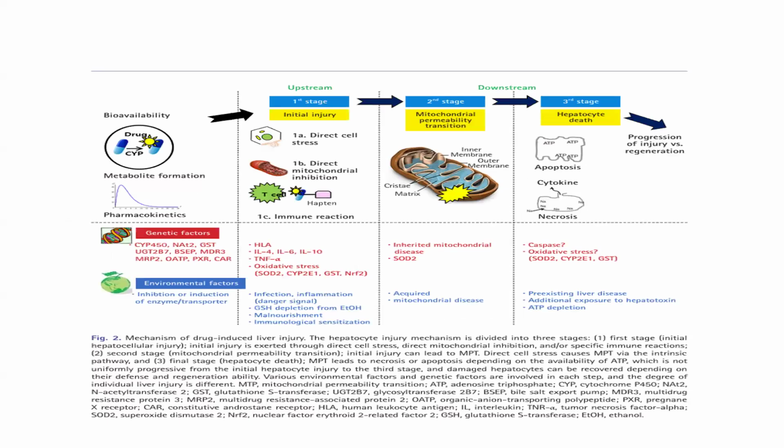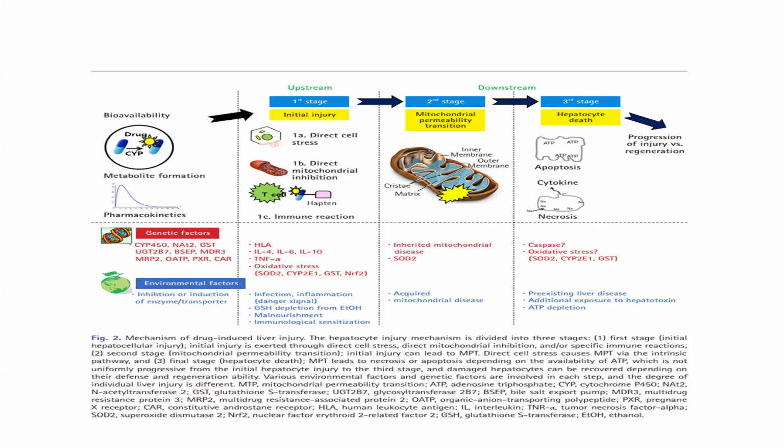So this is the mechanism of drug-induced liver injury. The hepatocyte injury mechanism is divided into three stages. First stage, that is initial hepatocellular injury. The injury is exerted through direct cell stress, direct mitochondrial inhibition, and specific immune reaction. Second stage, the mitochondrial permeability.